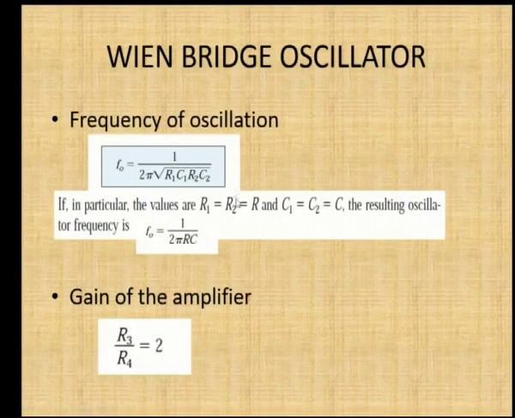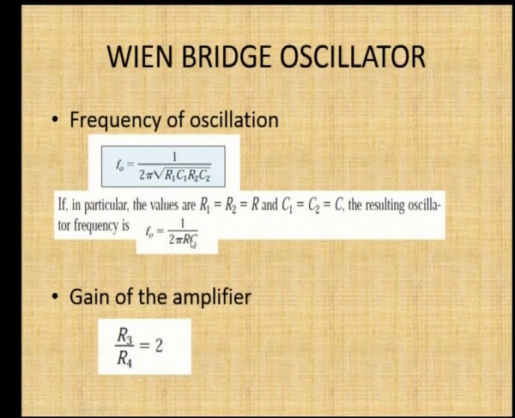Whatever the type of amplifier used, the frequency of oscillation is common, and the beta value, that is the gain of the feedback network, is also common, and so the amplifier gain is common. But based on the circuit, the resistors used in the amplifier, the formula will be changed, but not the value. So, finally, the frequency of oscillation is derived as 1 by 2 pi root of R1 C1 R2 C2 if these resistances and capacitances are equal.